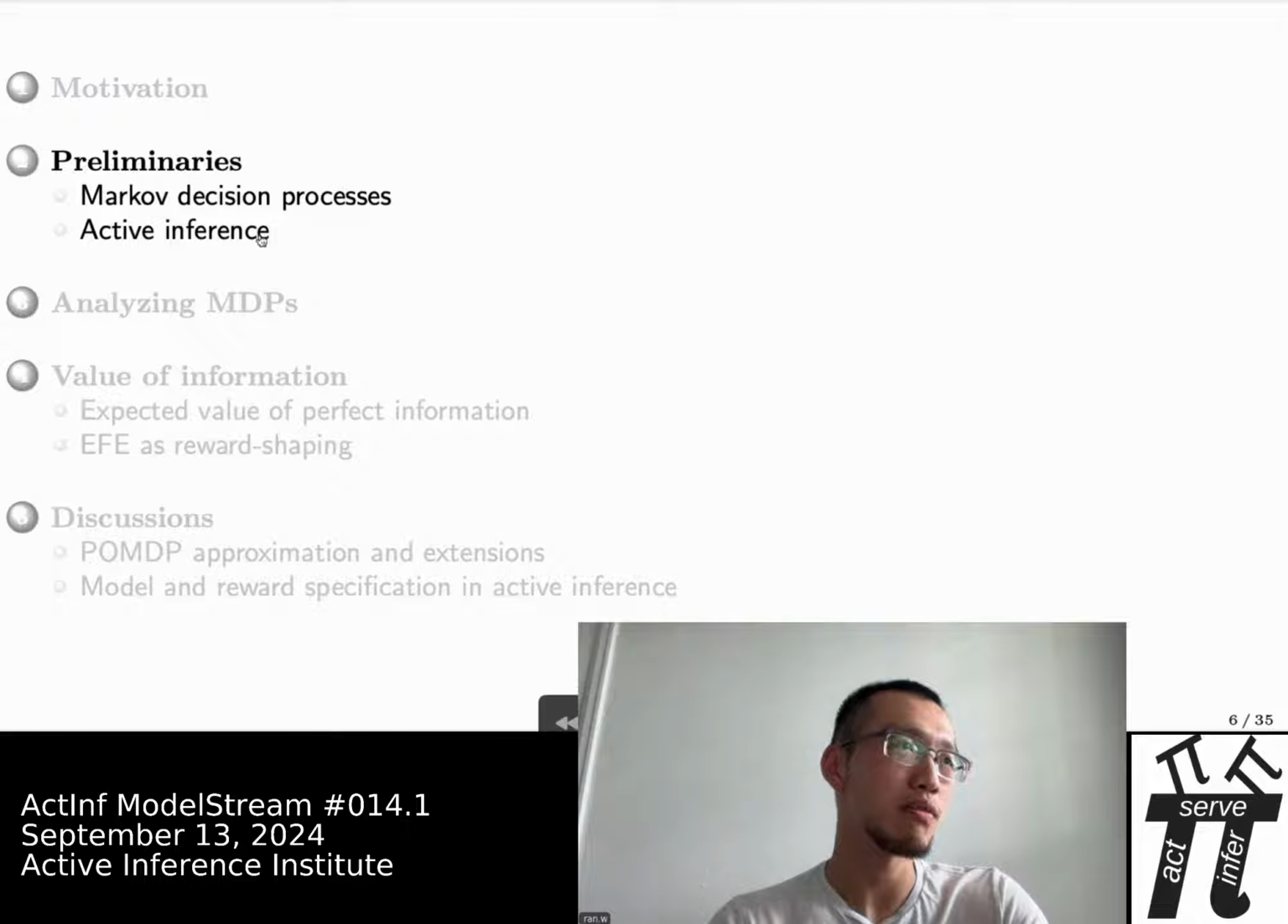and active inference, and then we will introduce a few analysis tools from MDP theory, which will allow us to better understand and appreciate the notion of value of information, which then will allow us to derive the main results of the paper. And then we'll just close up with some discussion and some other interactive activities.